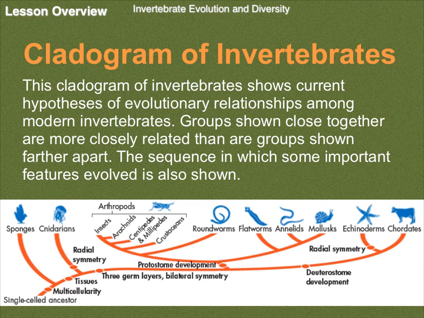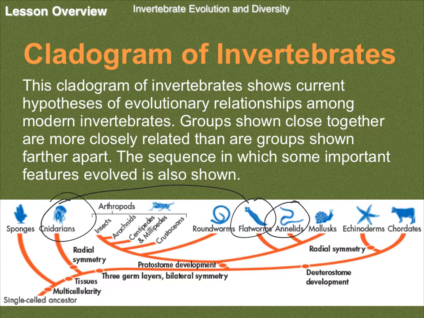This is the cladogram of invertebrates. We've talked about this already. It shows the current hypothesis of evolutionary relationships among modern invertebrates. Groups that are shown closer together are more closely related than groups that are shown further apart. So, for example, the flatworms are closer to the annelids than they are to cnidarians because they're closer here on the cladogram than the other is.